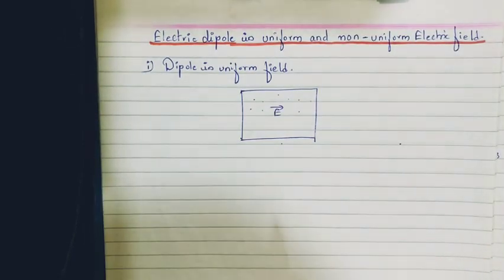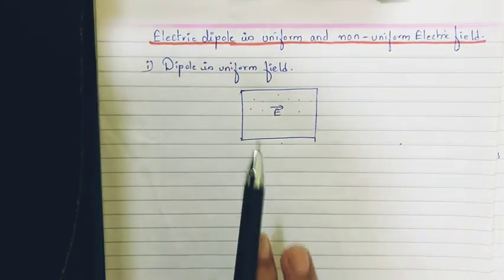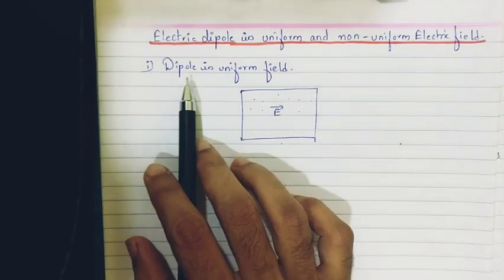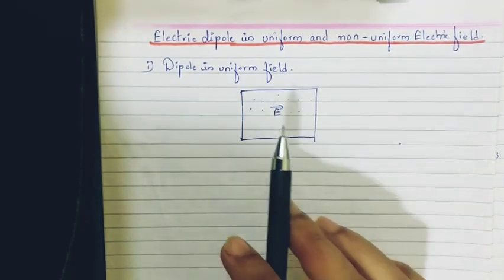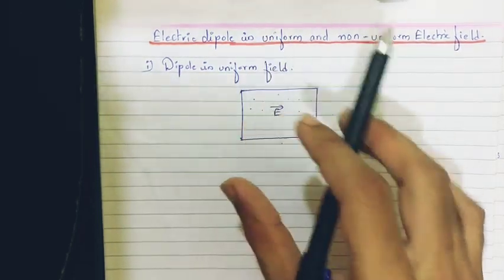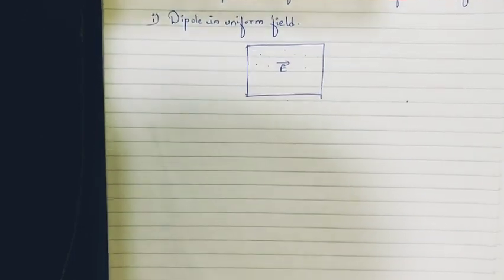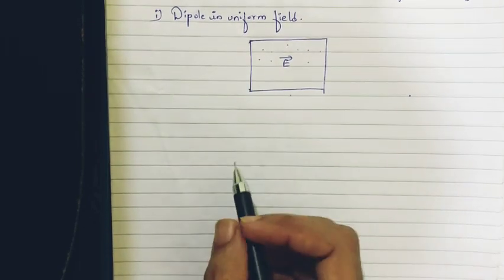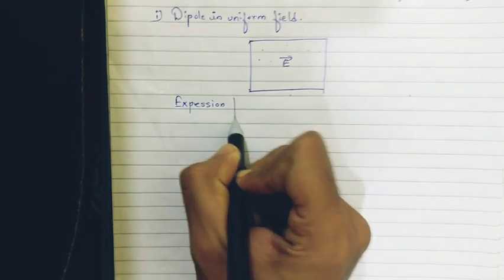So first, what we are going to do is place a dipole in a uniform electric field and see what happens. I'll give you a brief idea: when you place an electric dipole in a uniform electric field, a torque will act on that electric dipole and it will start rotating. How, we will see in the derivation. So let us directly go for the derivation under this topic, dipole in a uniform electric field. We are going to derive the expression for torque.